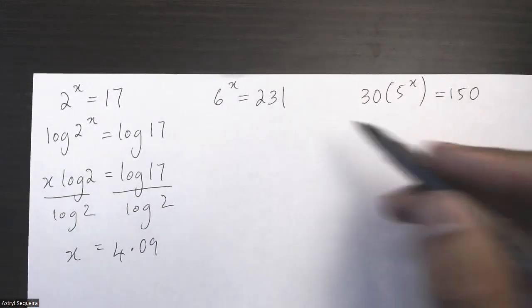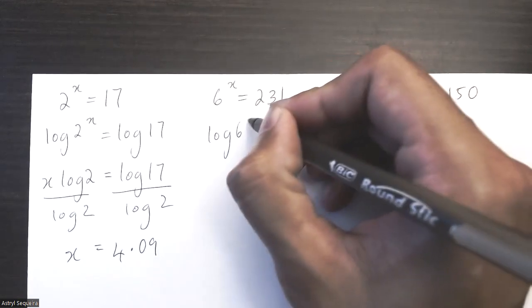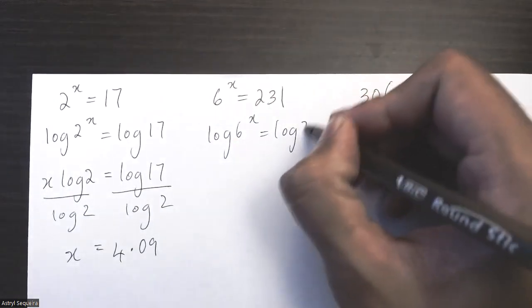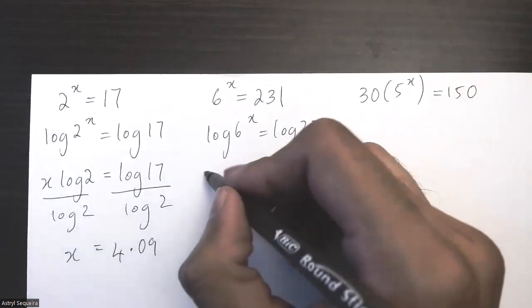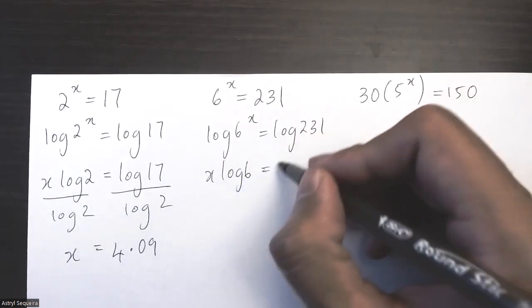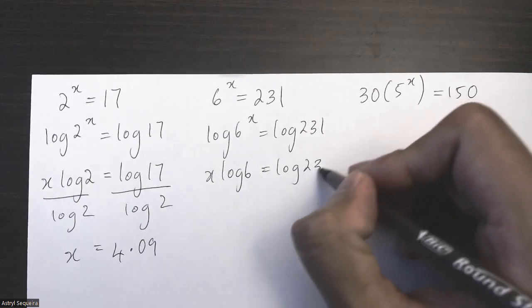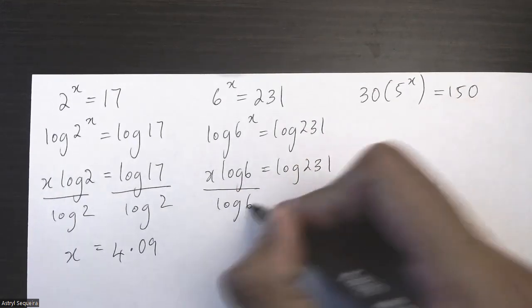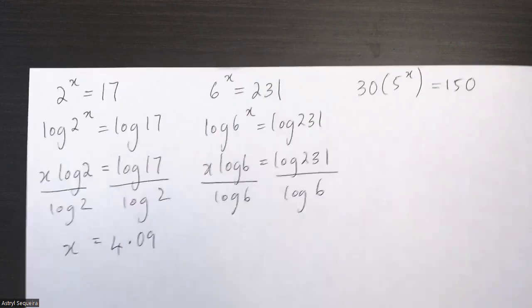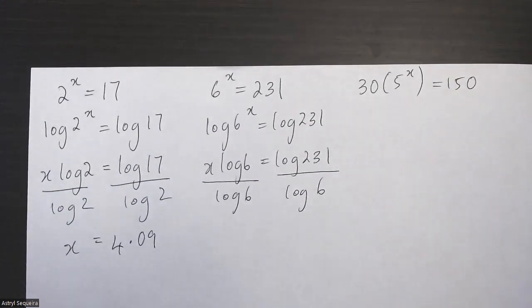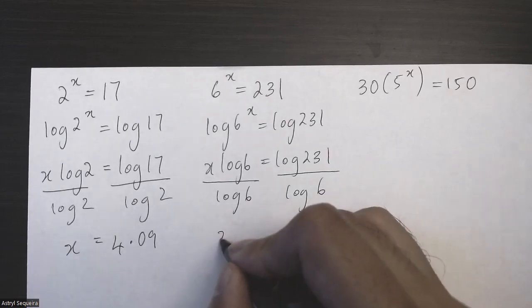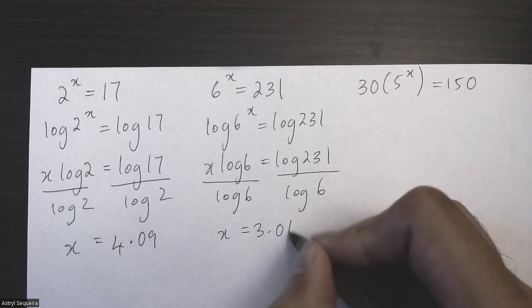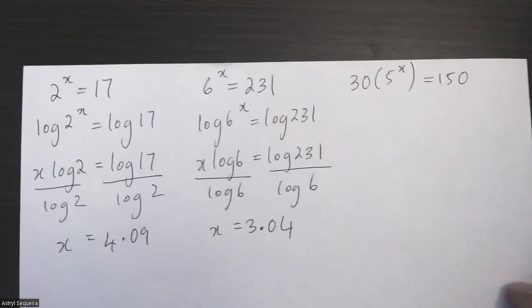Same difficulty for this one, so I'll do it pretty quick. We're going to start with logging both sides. Bring my exponent down. And divide both sides by log 6. And I'll put that in my calculator. Log 231 over log 6. And that gives me 3.04 if I round to 2 decimal places.